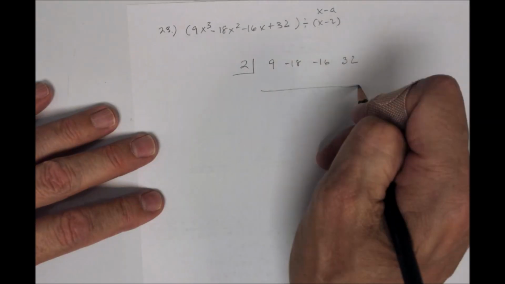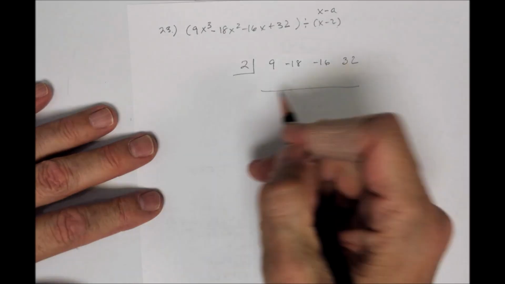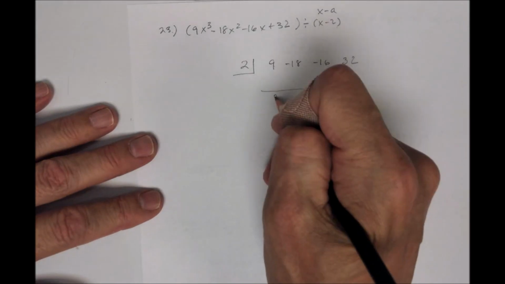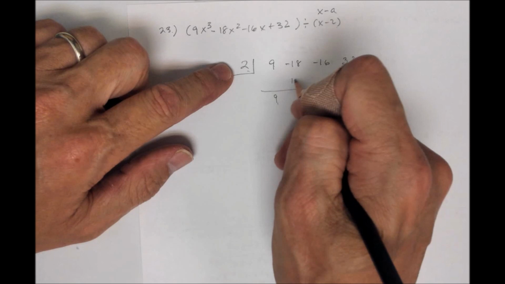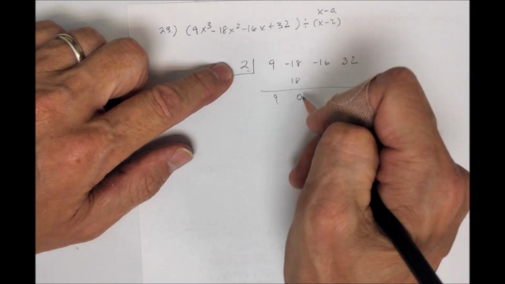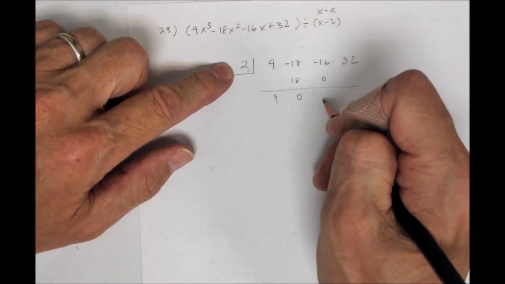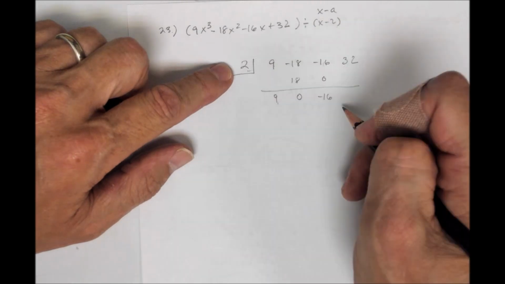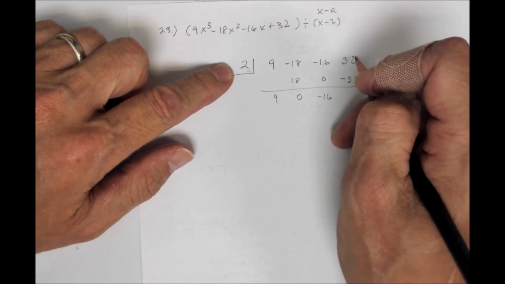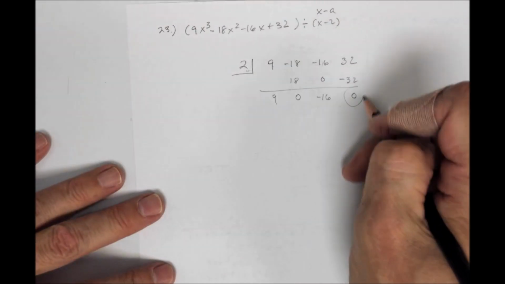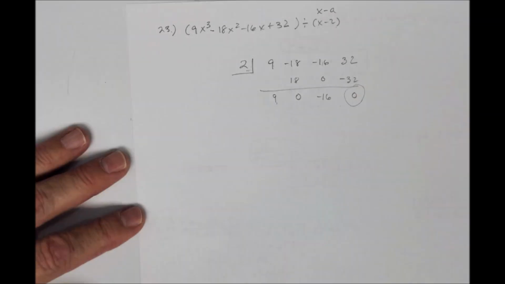Leave some space and then put that total bar there. Bring the first number down, then you multiply. Then you add, that's 0. Then you multiply, 0. Then you add, it's negative 16. Then you multiply, that's negative 32. Then you add, that's 0. The last one, that's your remainder, so my remainder is 0.